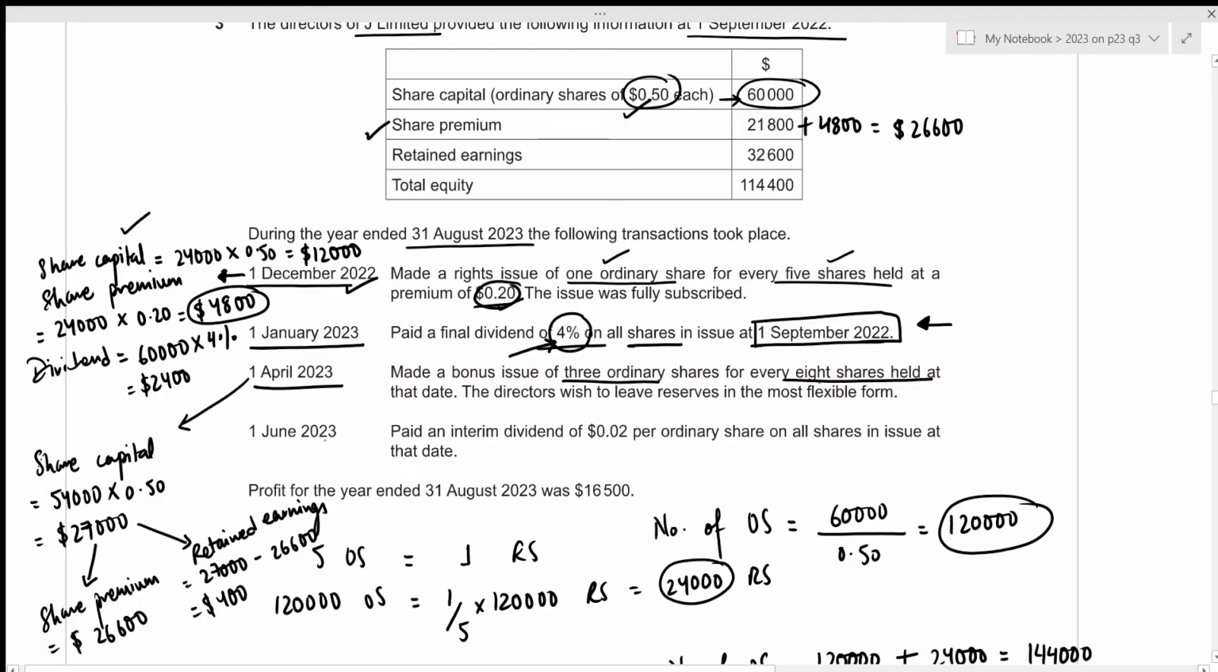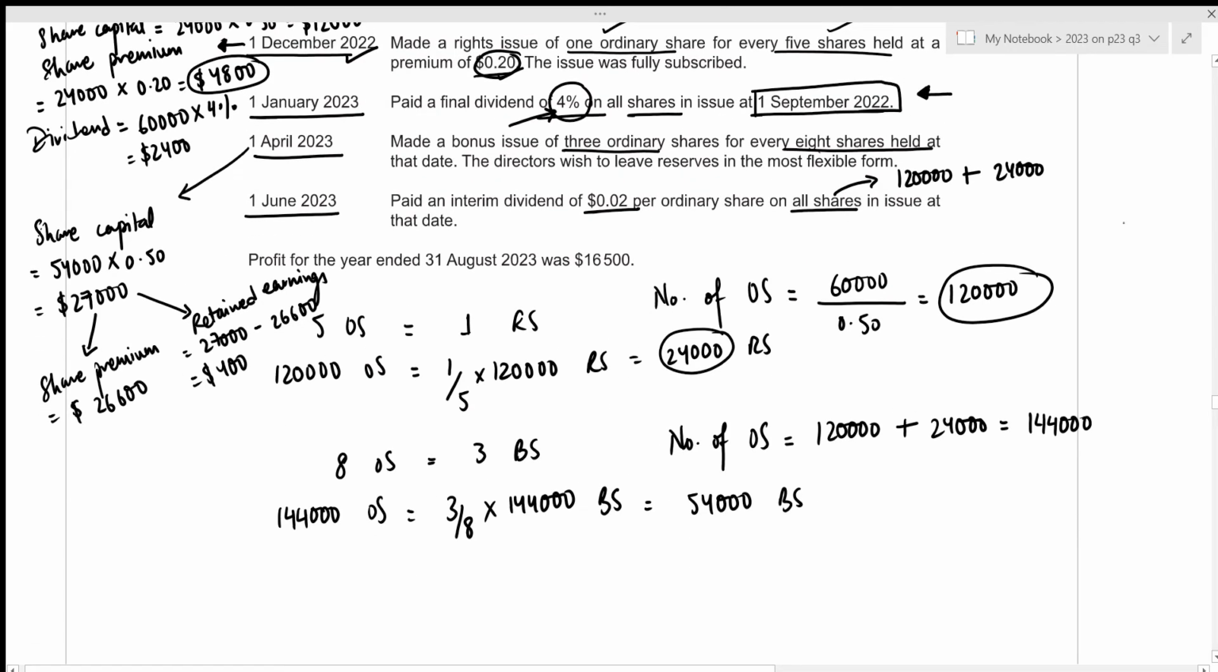Okay, then at the date of 1st June 2023, we paid an interim dividend of 0.02 per ordinary share on all shares in issue. So all shares will be the initial shares of 120,000. Then we made the rights issue of 24,000 shares. Then we also made the bonus issue of 54,000 shares. This gives a total of 198,000 ordinary shares.